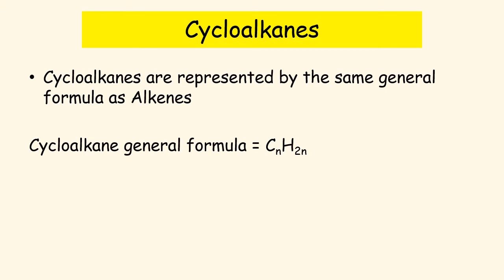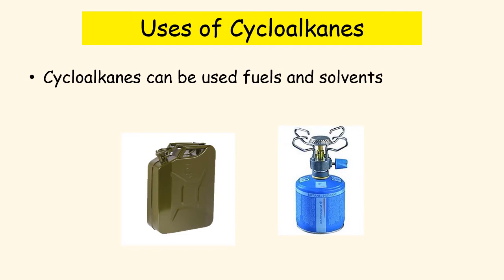Now, cycloalkanes have the same general formula as alkanes. So that is CnH2n. So however many carbons there are in a cycloalkane, there is 2 times as many hydrogens. Cycloalkanes, just like alkanes and alkenes, can be used as fuels and can be used as solvents.